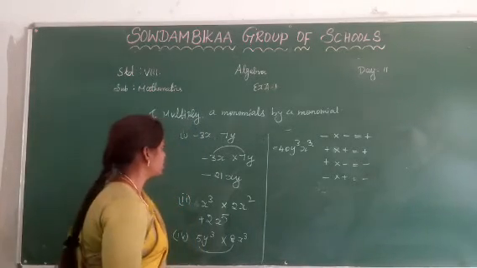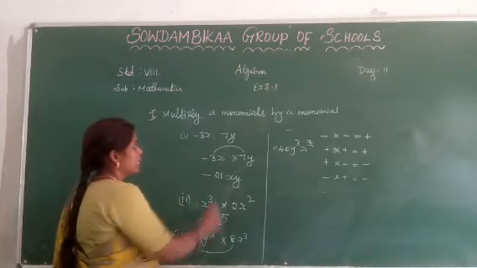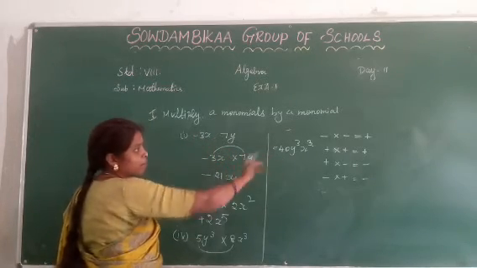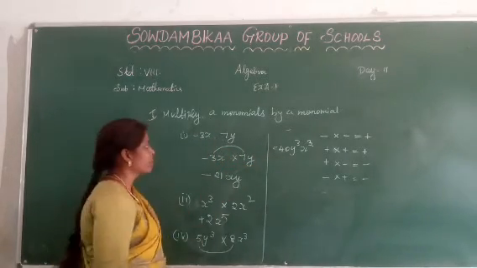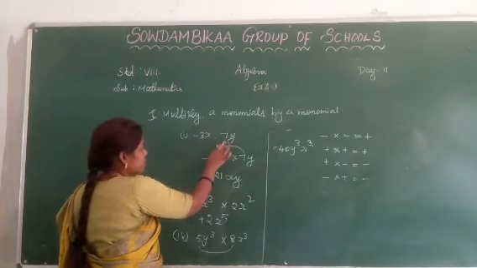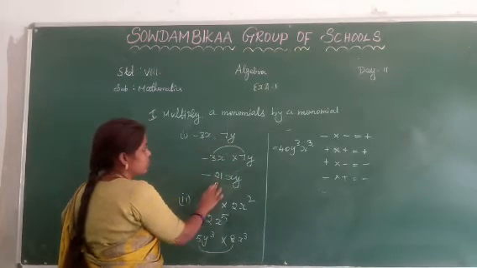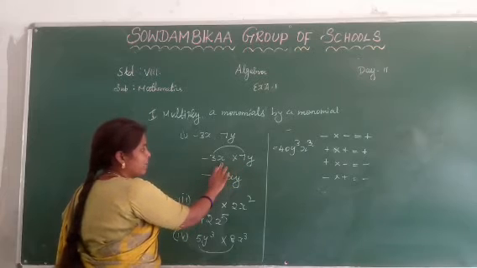Are you clear? What is the rule for multiplication? Symbols means you must take the multiplication symbols, tables. Next, you multiply the numbers. 3 7s are 21.